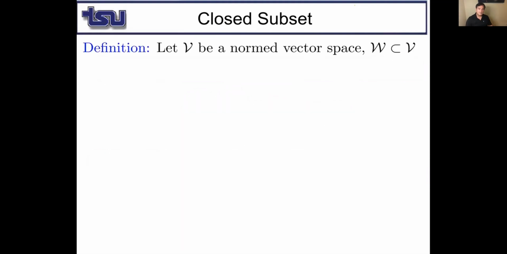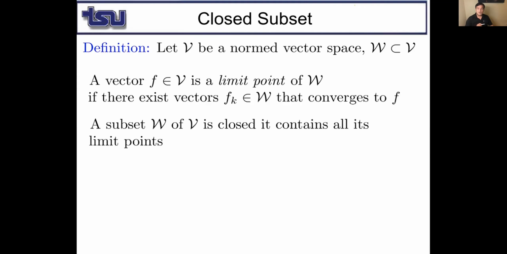Closed subset. Well, let's talk about limit point first. In order to define a closed subset, first we have to talk about a limit point. Assume V is a normed vector space. That means V is a vector space in which we can define a norm. And W is a subset of V. I don't say subspace, that's a subset of V. A vector f in V is a limit point of the set W if there exists a set of vectors w_k in W that converges to f.